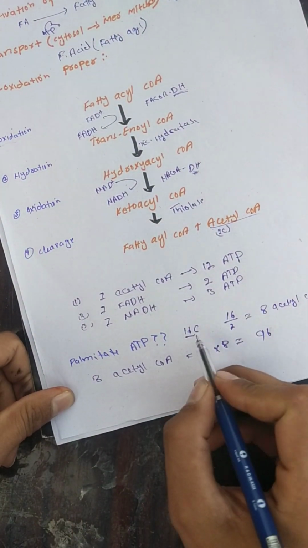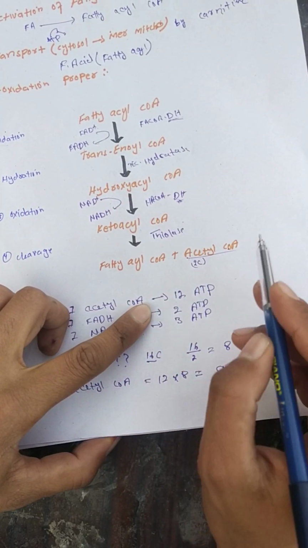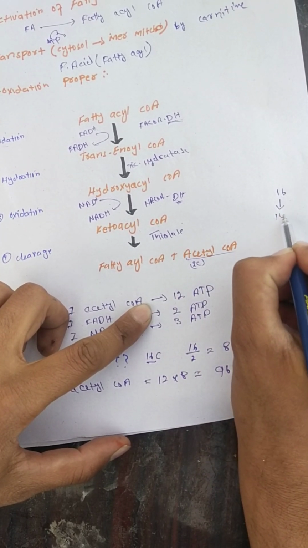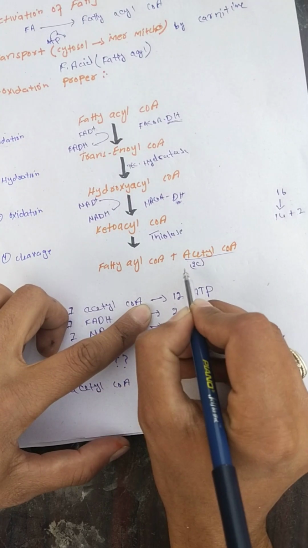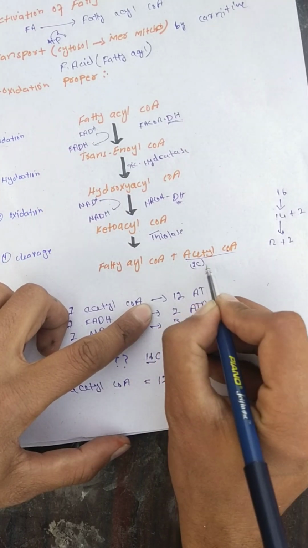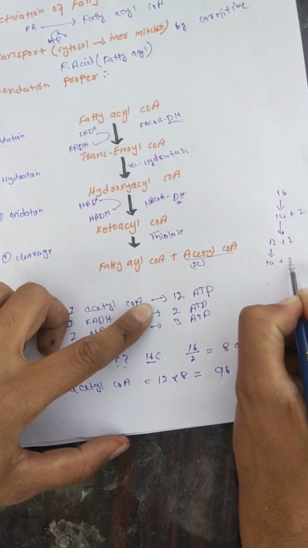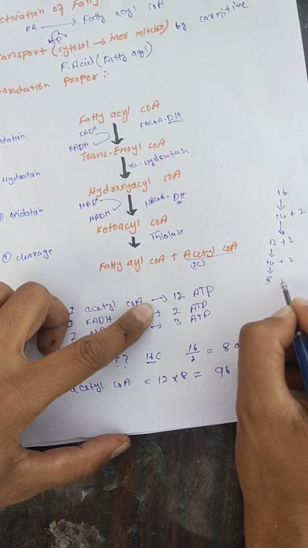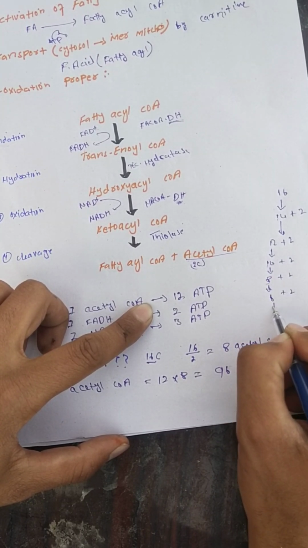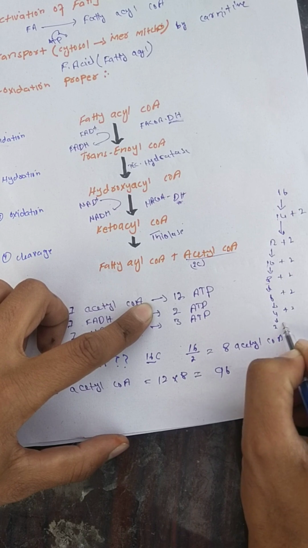If we have 16 carbon, you can see that at the end of one step we get a 2 carbon compound. From 16, if 2 carbon is released, we get 14 carbon plus 2 carbon acetyl CoA. In the next reaction 14 carbon is degraded into 12 carbon and 2 carbon acetyl CoA. Then this 12 carbon is degraded into 10 carbon plus acetyl CoA, and this is degraded to 8 carbon plus acetyl CoA, then to 6 carbon plus acetyl CoA, then to 4 carbon and acetyl CoA, and this 4 is converted into 2 carbon, which is acetyl CoA, and acetyl CoA.